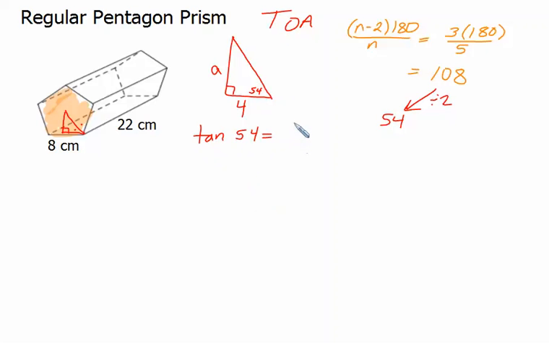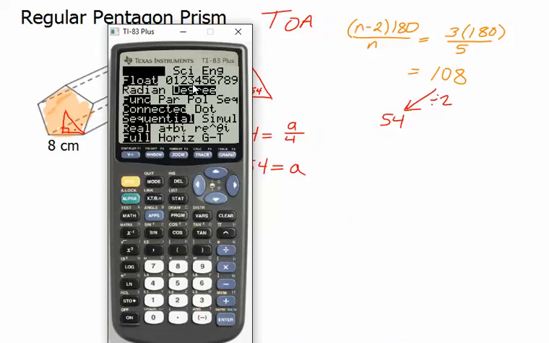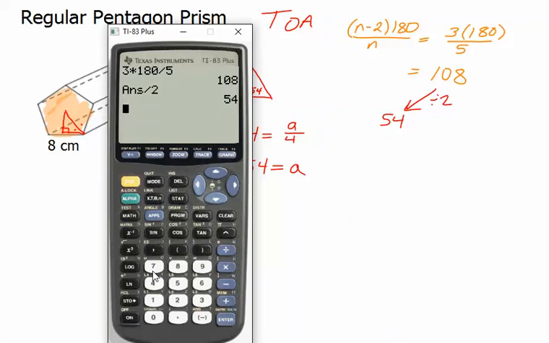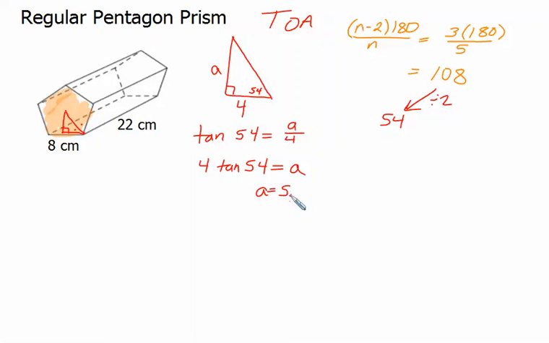So the tangent of 54 degrees here is going to be A over 4. We would multiply both sides by 4, and 4 times the tangent of 54 is going to be A. Now remember, you need to be sure your calculator's in degree mode. If you change the batteries, make sure you change the mode back to degree. And we're going to go 4 times the tangent of 54 degrees. That's going to be our apothem, so I will store it as A for apothem. About 5.51. Now I will keep all of the decimals in my calculator, but for the purposes of showing work, I will round to 2 decimal places correctly.